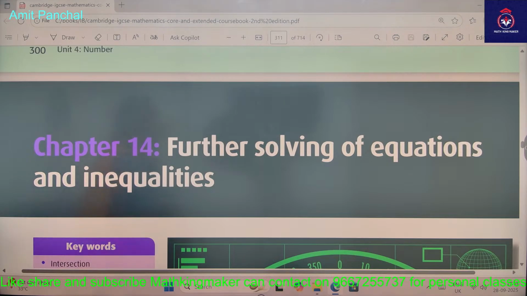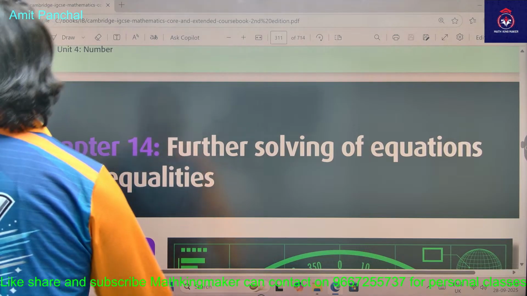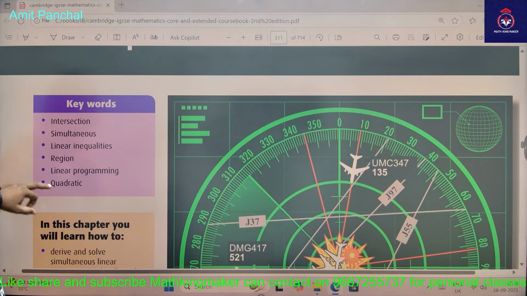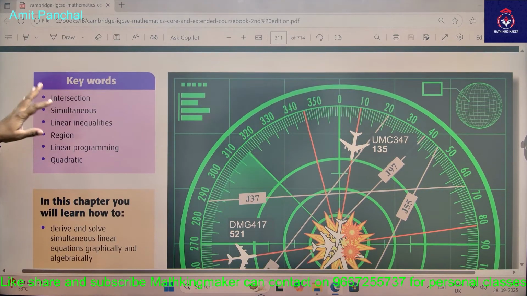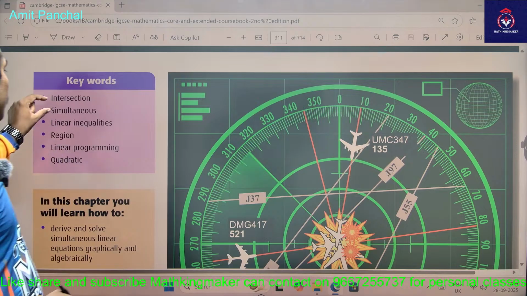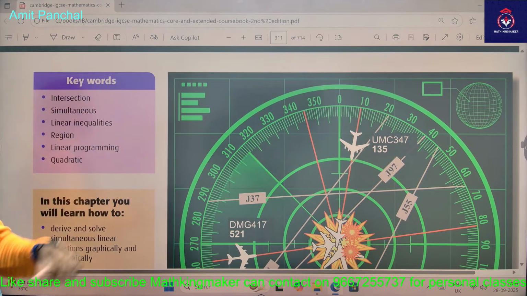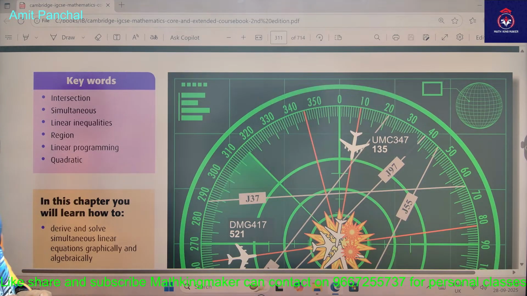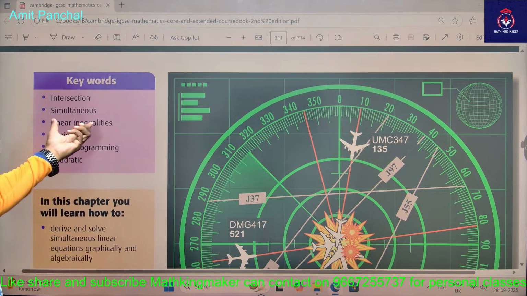Okay, so today's topic is further solving of equations and inequalities. In this chapter, we are going to discuss simultaneous equations. Do you know about simultaneous? What is the meaning of simultaneous equations? Multiple at a time, right? Like a system of equations, they have several equations at once, usually two, and they all have the same variables.